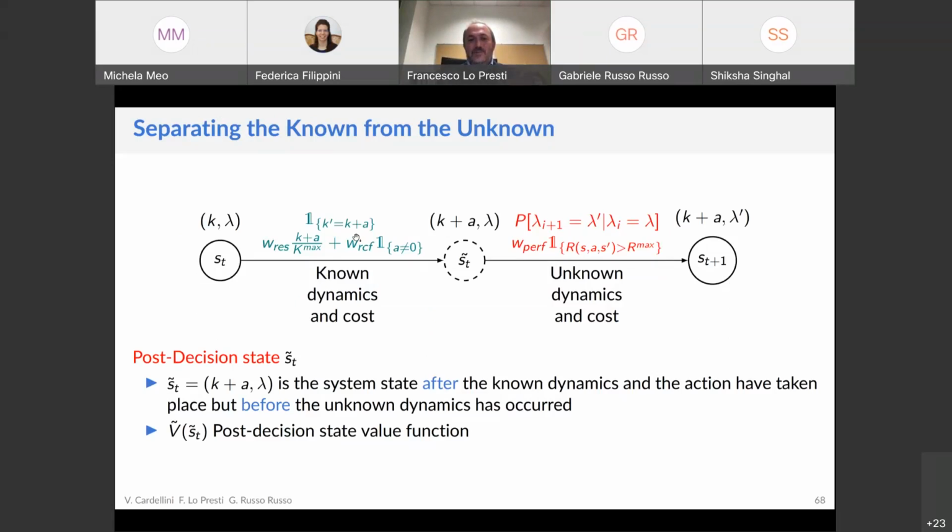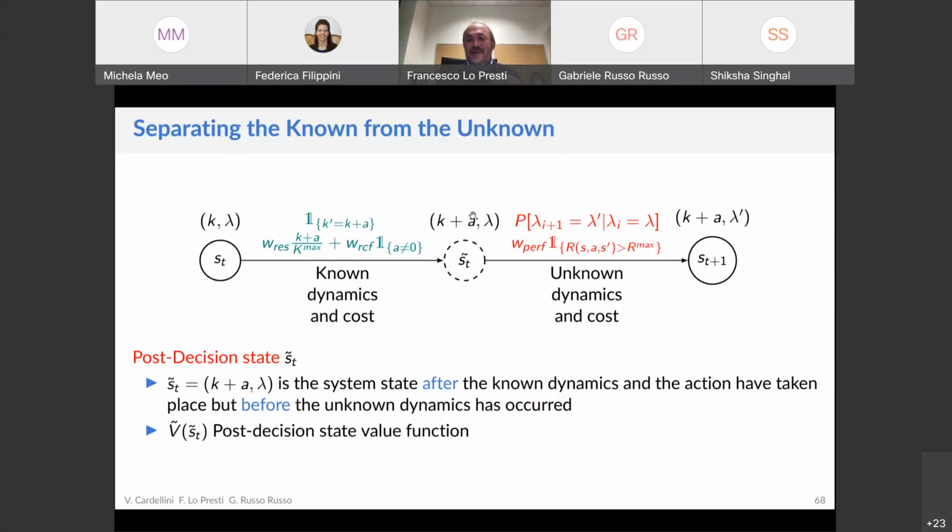In our case, what is known? If I do an action, I know exactly which is the next configuration. Action A is +1, 0, -1. From state K, I will go to state K plus A. I know the impact of my action on these 2 components of the cost. So the known dynamic and cost, I will leave here in green. Then we have an unknown part.